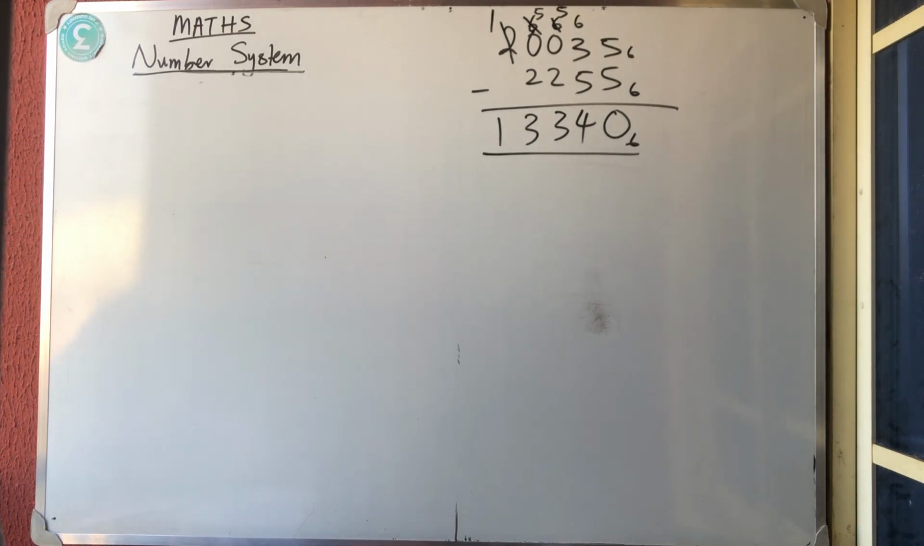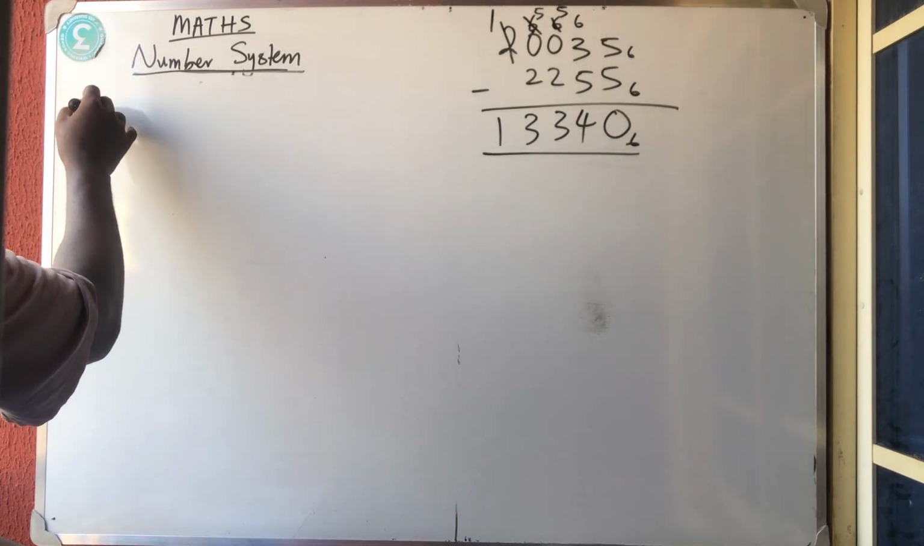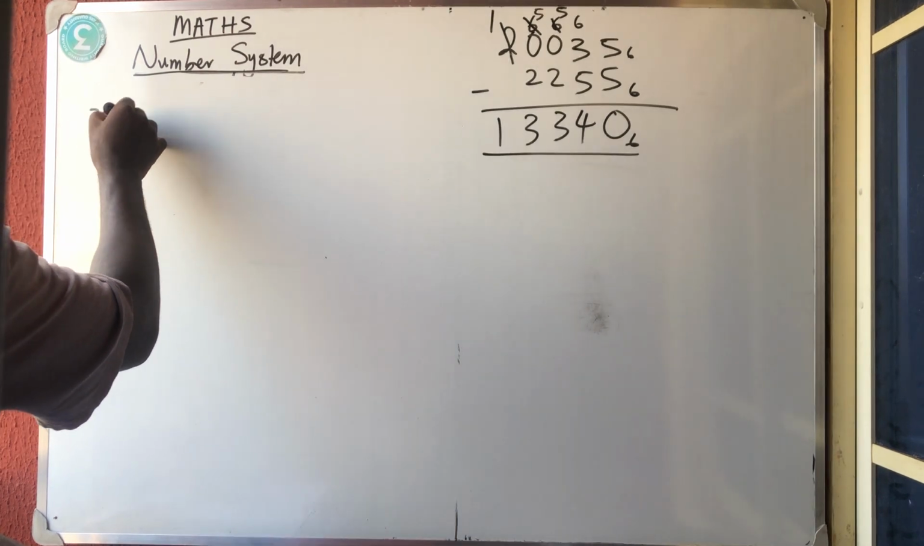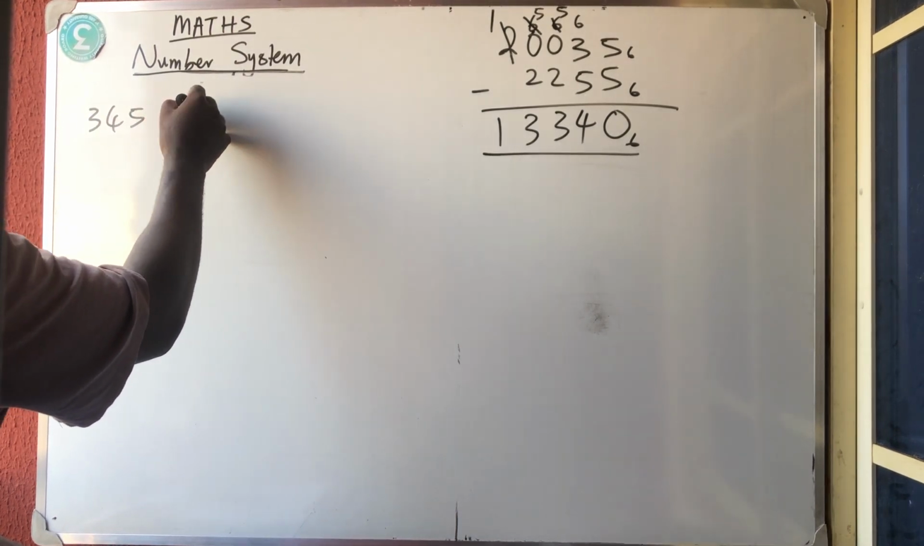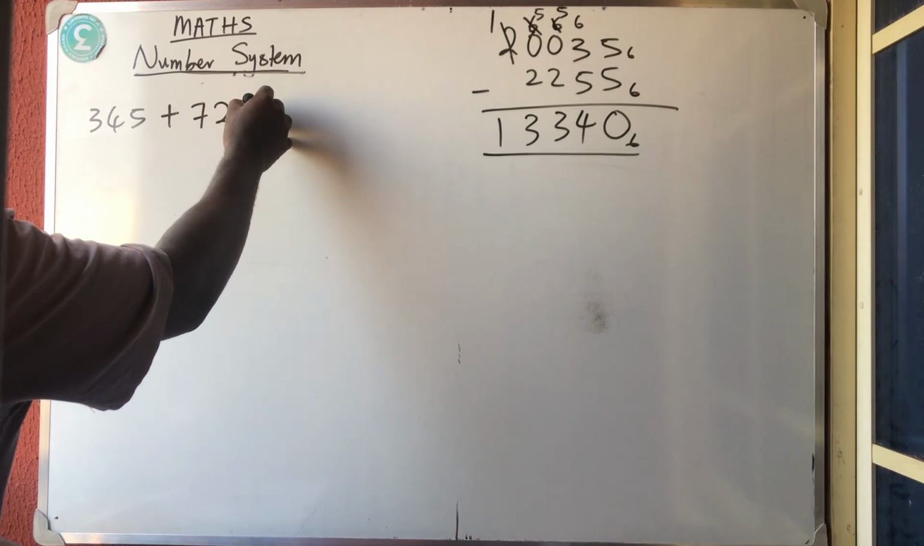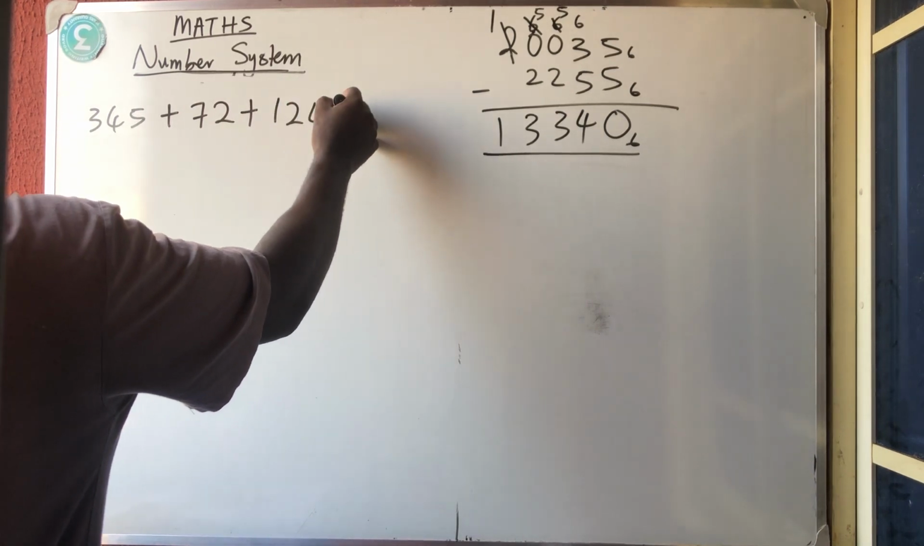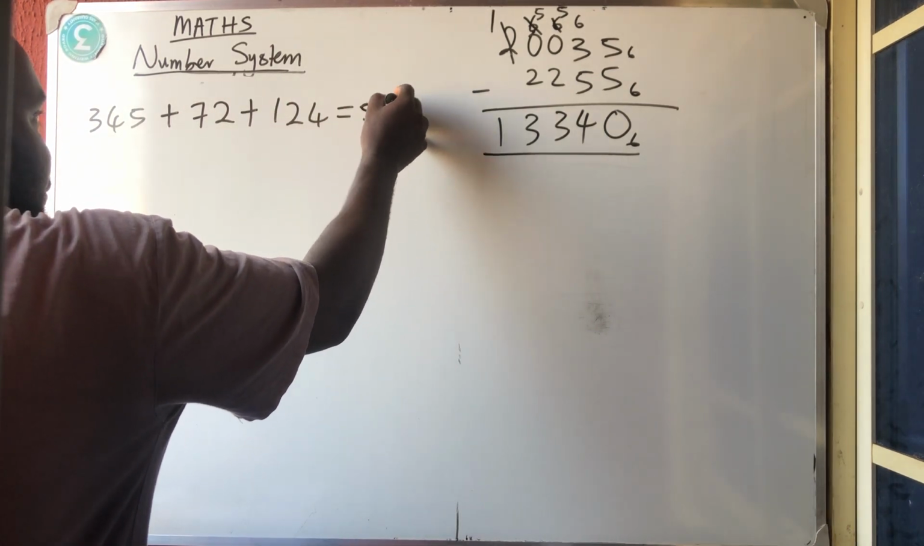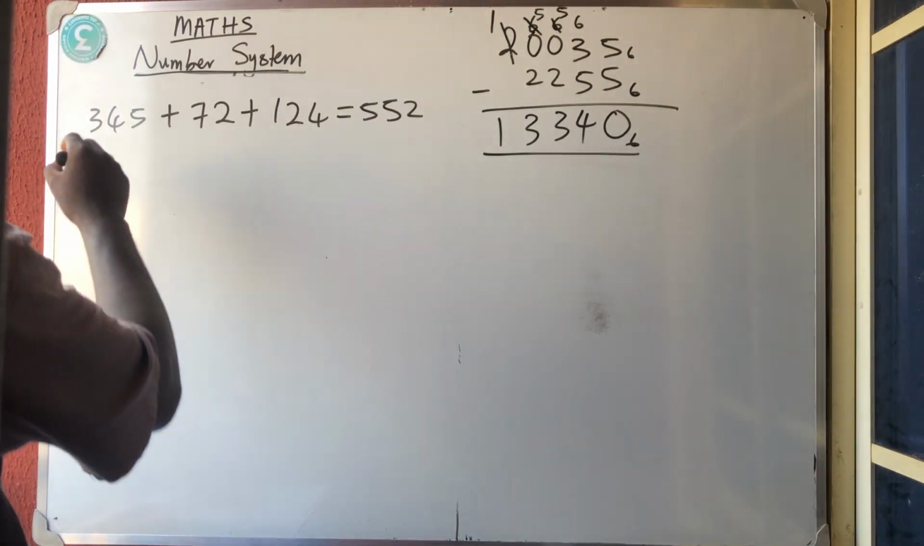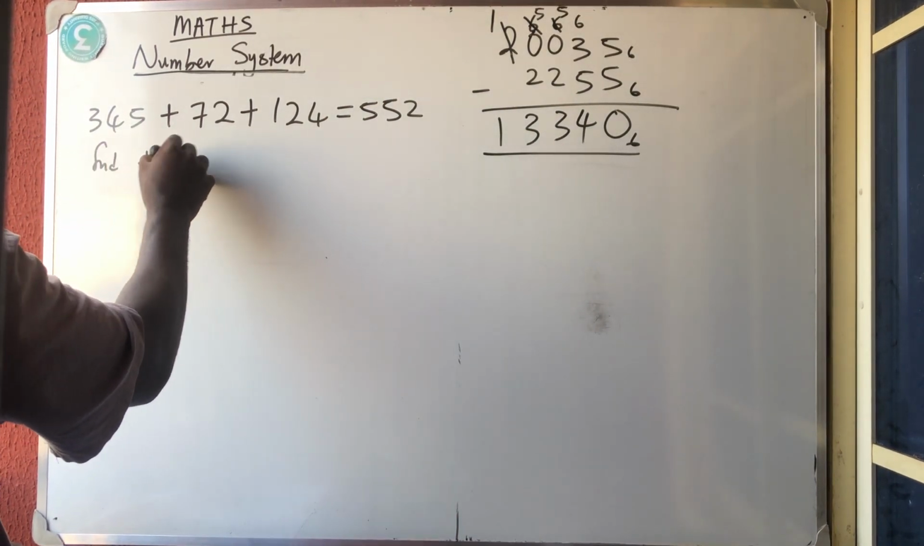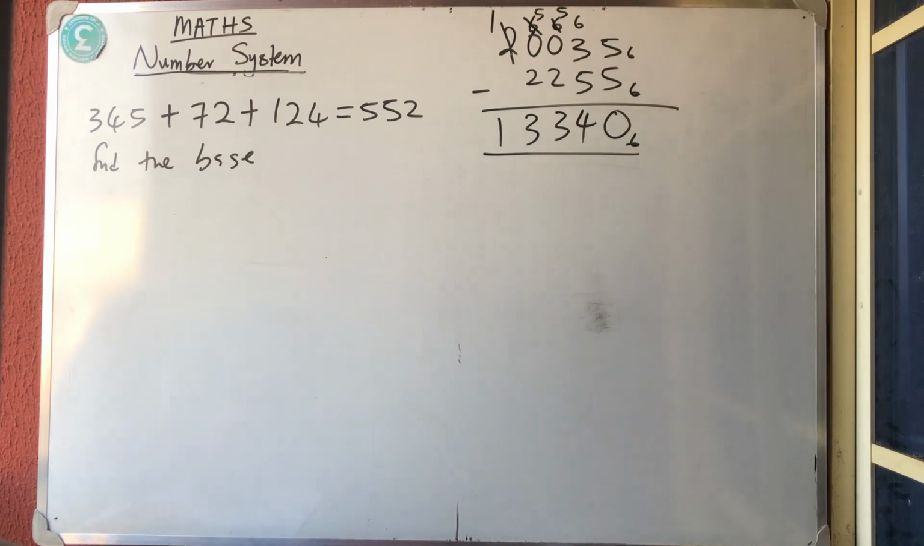Okay, this one said, where is the question? Okay, look at what they said. They said 345 plus 72 plus 124 is equal to 552. They say find the base. Find the base. Okay, we should find the base.